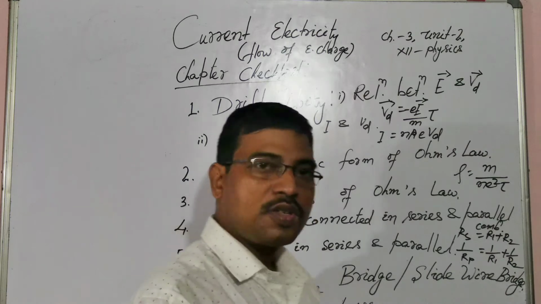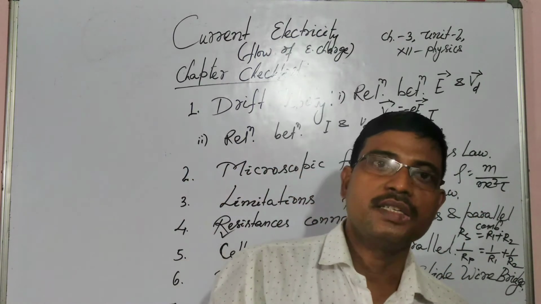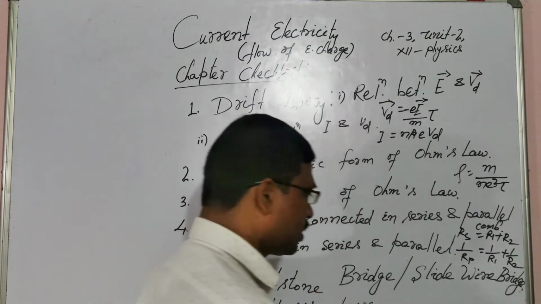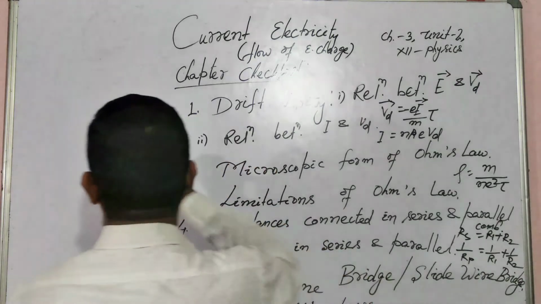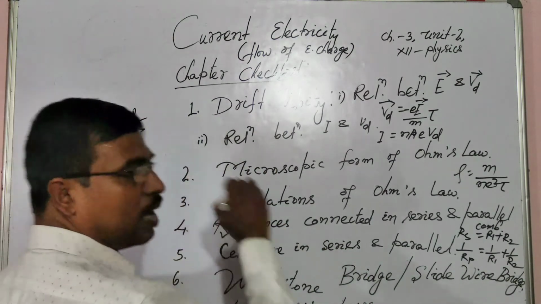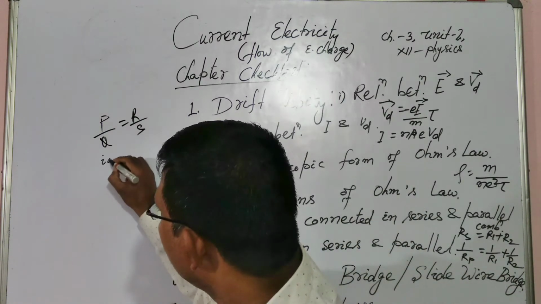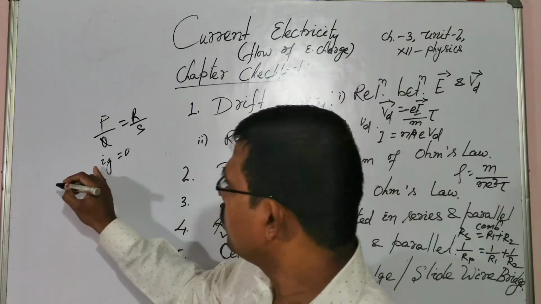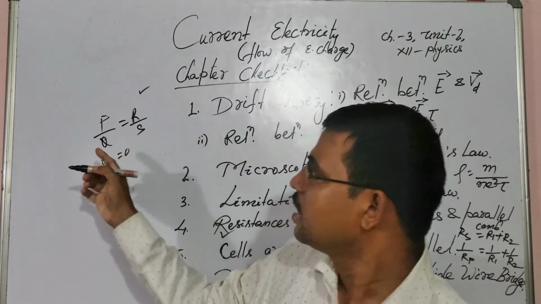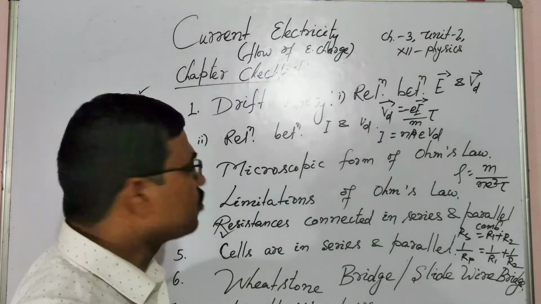Wheatstone bridge has four resistances, P, Q, R and S. It is a device used to determine an unknown resistance. The bridge is balanced, P by Q is equal to R by S, when no electric current flows through the galvanometer, that is Ig is equal to 0. When this condition is satisfied, it is known as a balanced Wheatstone bridge.